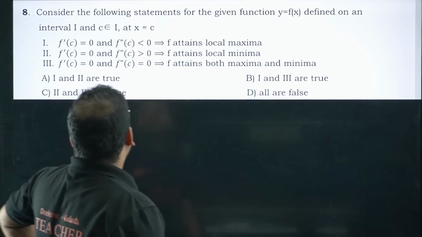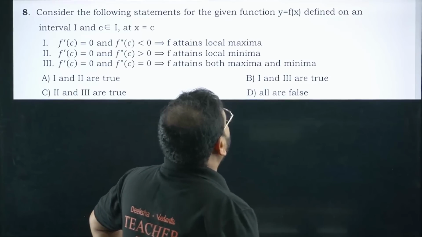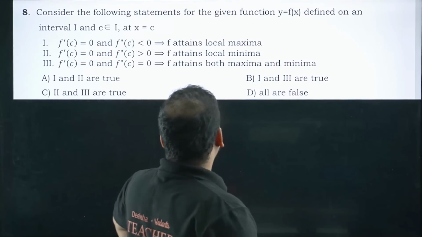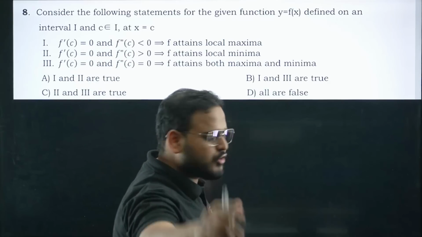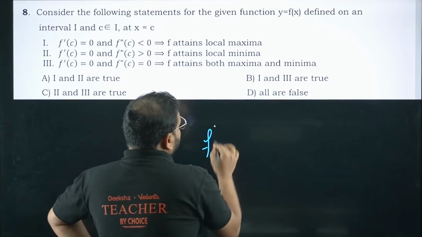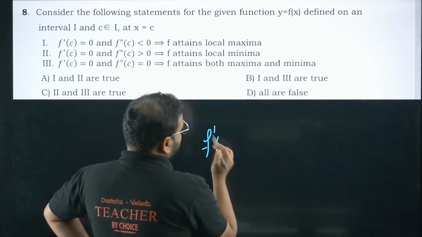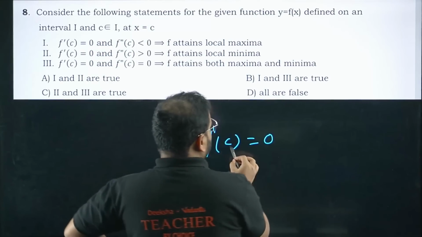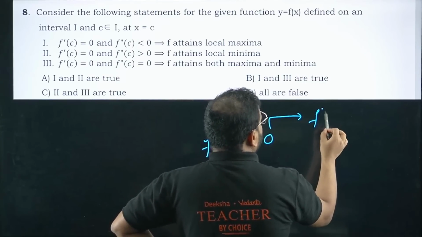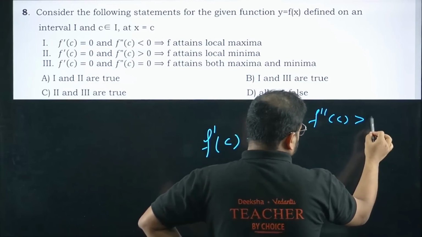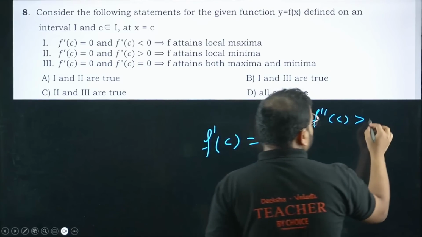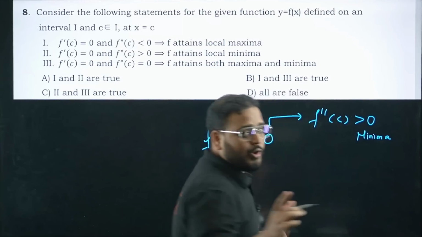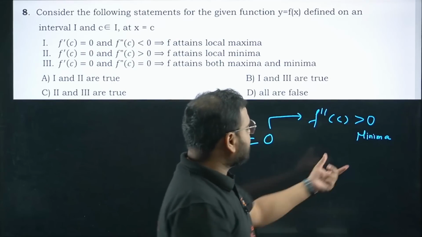Consider the following statements for the given function y equal to f(x) defined on an interval. We have to find the statements about local maxima and local minima. We know one thing for sure: find f dash of the function and put x equal to c, it should be equal to 0. This is the condition for the critical point. If f double dash at c is greater than 0, I get minima. What minima? Local minima. Why can't we say absolute minima? Because we have to check for the extremes also.